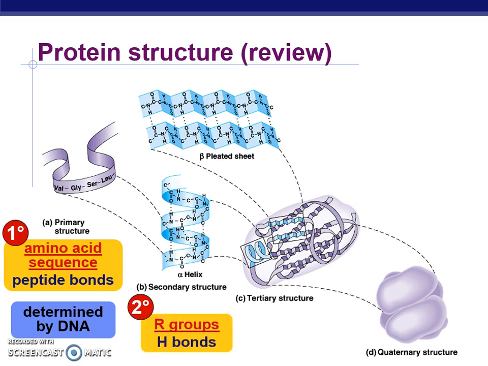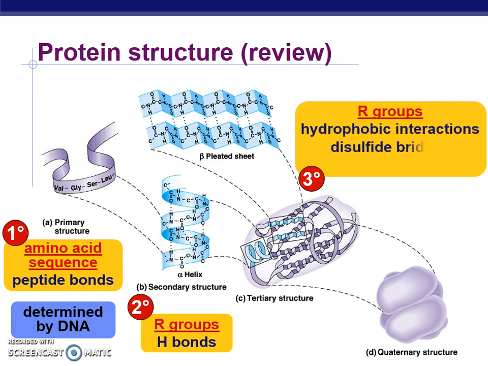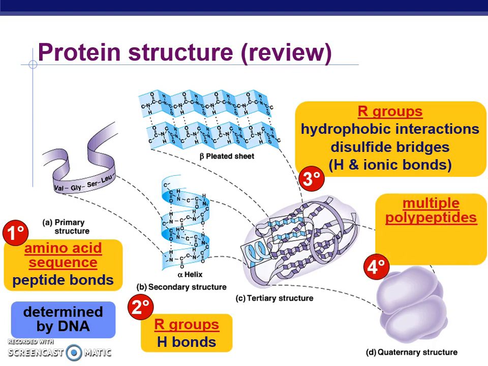Secondary is about the R groups and the hydrogen bonds they form between those adjacent amino acids. Your tertiary level is going to be R groups as well, but it's going to be hydrophobic interactions, disulfide bridges, and you get your hydrogen and ionic bonds between amino acids that are further away from each other. And then last, you get multiple polypeptides coming together, and that has a lot to do with hydrophobic interactions too. So it's kind of a review of the overall way they fold up on top of each other.